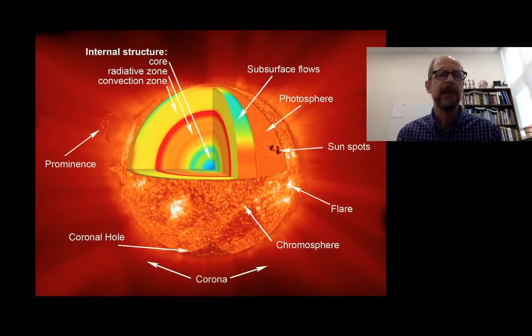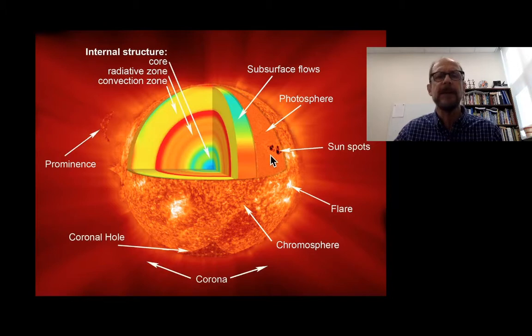Now this diagram is showing you a cross-section of the sun with a lot of that important vocabulary. I'm just going to go through the vocabulary very quickly here, and then we will talk about it in a little bit more detail. The very center of the sun is called the core. It's where the energy is actually created in the sun by nuclear reactions. Outside the core, we have what's called the radiative zone. And then outside the radiative zone, we have what's called the convective zone.